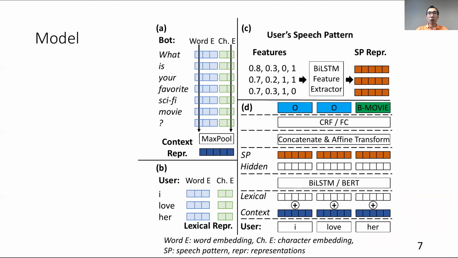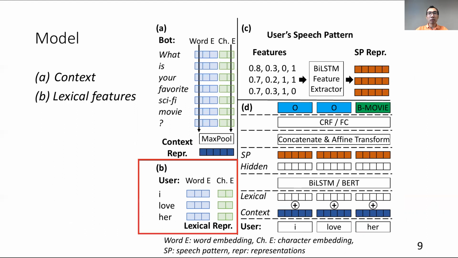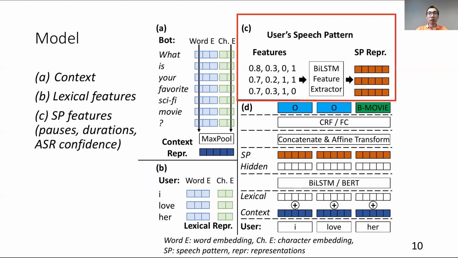We propose an approach to exploit dialogue context and speech pattern features for identifying named entities in spoken dialogue systems. First, the dialogue context is encoded into a single context vector using a BERT embedding model with max pooling. Next, the lexical representation of every token in the user utterance is encoded using word embeddings and character embeddings. Then, the speech pattern features are encoded using a bidirectional long short-term memory network. The speech pattern features are pauses, word duration, and token ASR confidence.